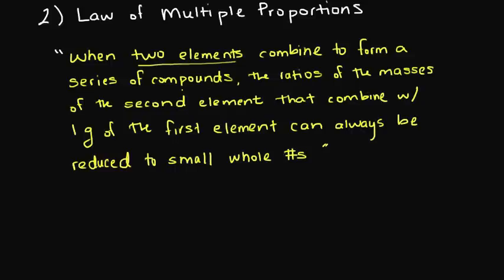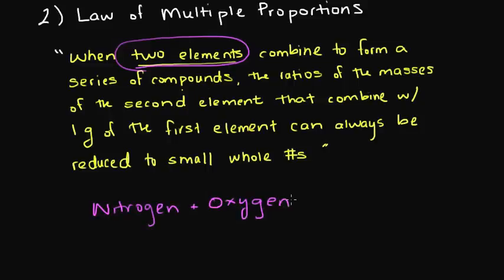Let's change colors. Nice magenta. Two elements. So say we've got nitrogen and oxygen. Well, we know from the law of definite proportions that when we create a compound, say NO, there's always going to be the same ratio of nitrogen to oxygen. But that doesn't mean whenever we add nitrogen to oxygen, we're always going to get the same compound.